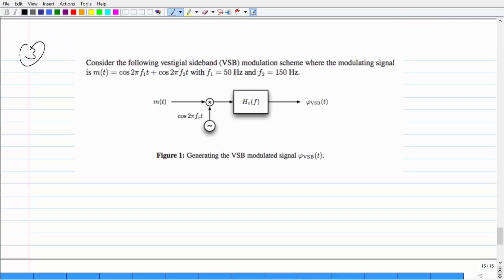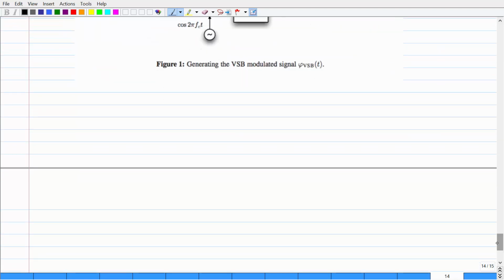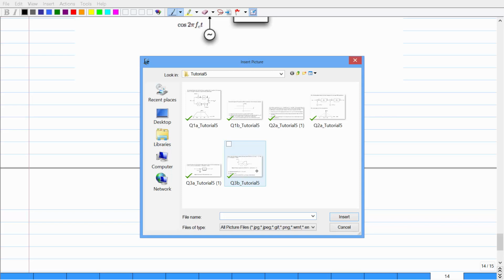So consider using a vestigial sideband modulation scheme where the message is a sum of 2 cosines. Okay, the first one is 50 hertz, and the second one is 150 hertz. So we're going to put it through a double sideband suppressed carrier here, and then you're going to apply a vestigial sideband bandpass filter to generate your vestigial sideband modulated output. Okay, so very simple. Now the questions are as follows.